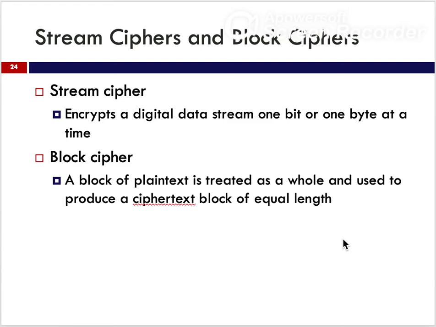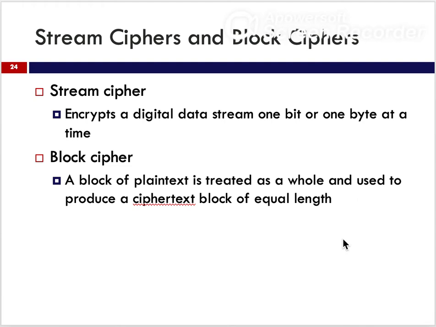Modern day crypto systems can be divided into two main types. One is called stream cipher, another one is block cipher. Stream cipher will encrypt your data as a stream of bits. Like, you can encrypt one bit at a time or one byte at a time.